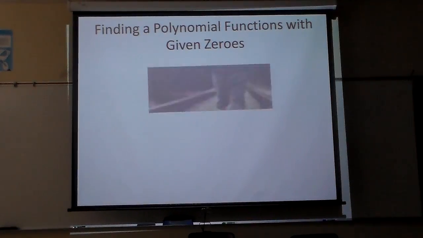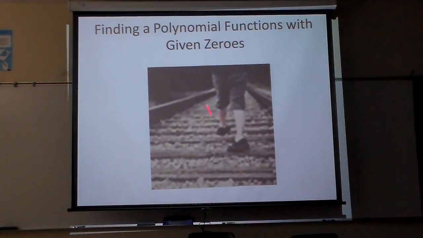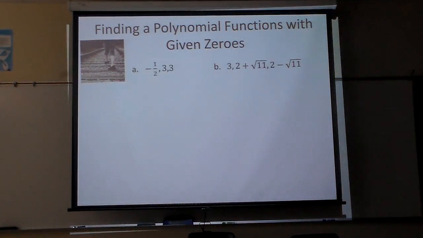Okay, now we're going to give us the zeros. Oh, we're going to find some polynomial functions. He's in search of poly, I guess. So here we go. Suppose x equals negative 1/2, x equals 3, and x equals 3. How would I write a function?